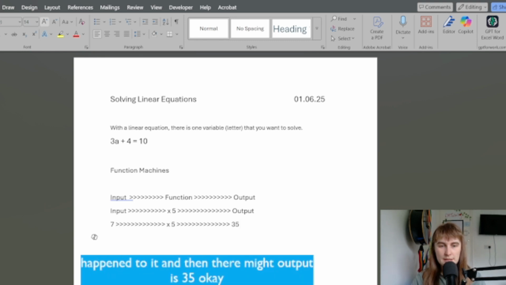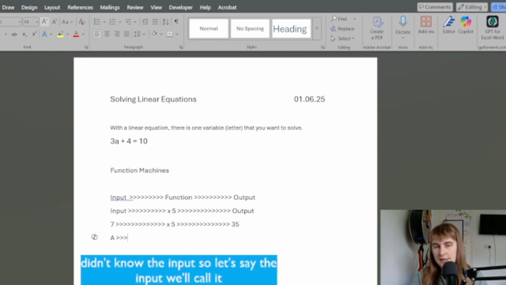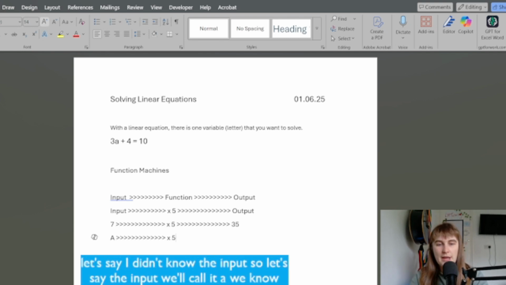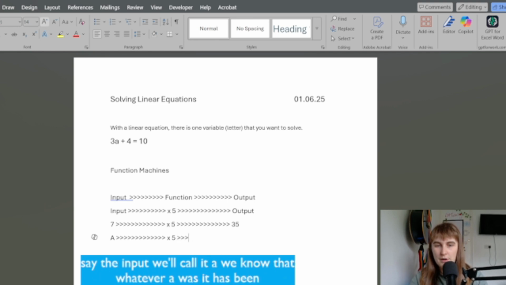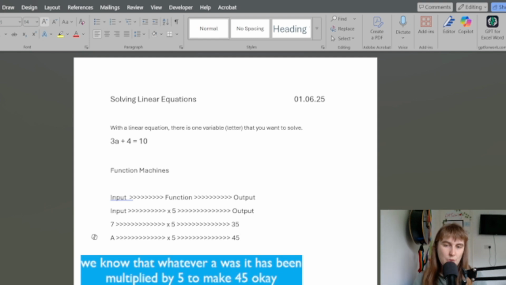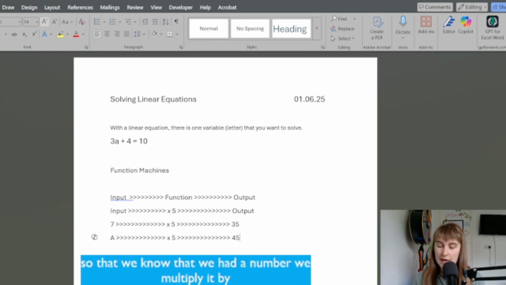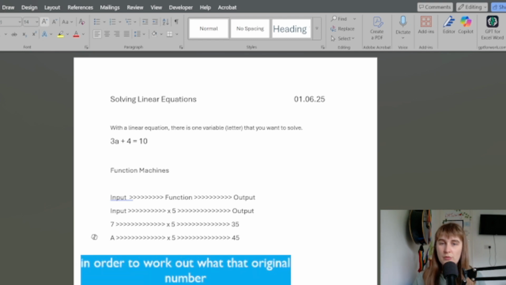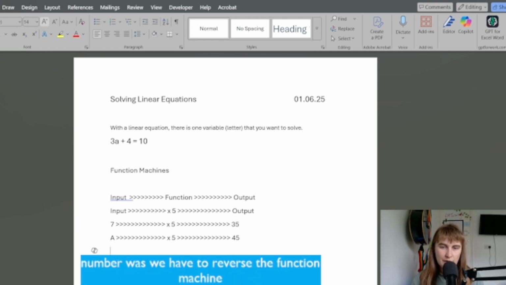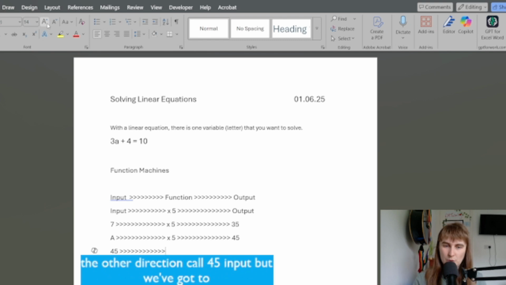Okay, let's say I didn't know the input. So let's say the input, we'll call it A. We know that whatever A was, it has been multiplied by 5 to make 45. So we know the output is 45, so we know that we had a number, we multiplied it by 5, and it became 45. In order to work out what that original number was, we have to reverse the function machine. So what that means is we go from the other direction, call 45 the input, but we've got to go backwards.